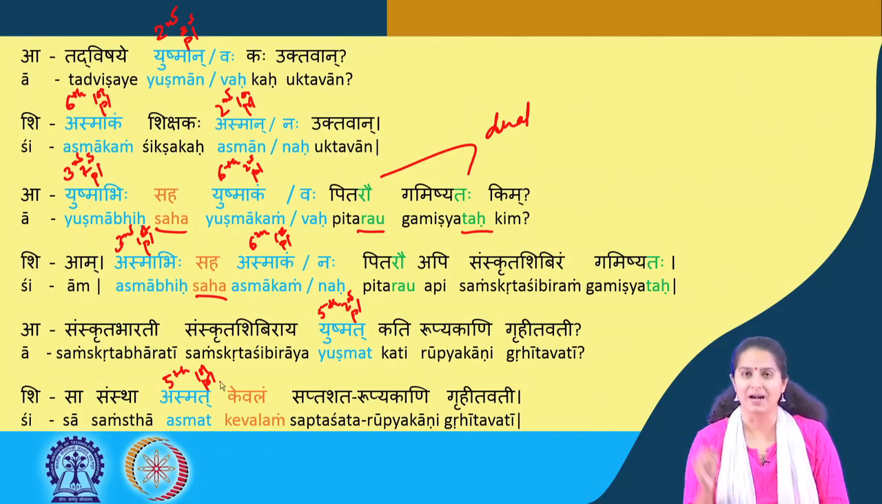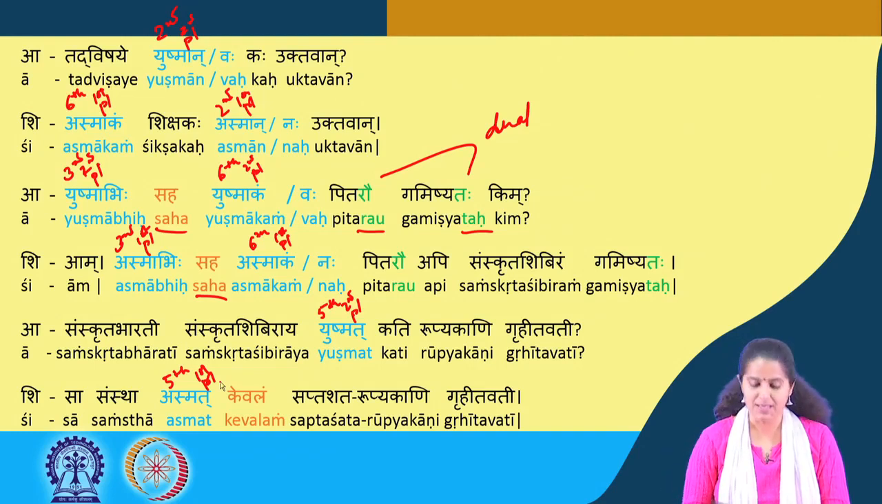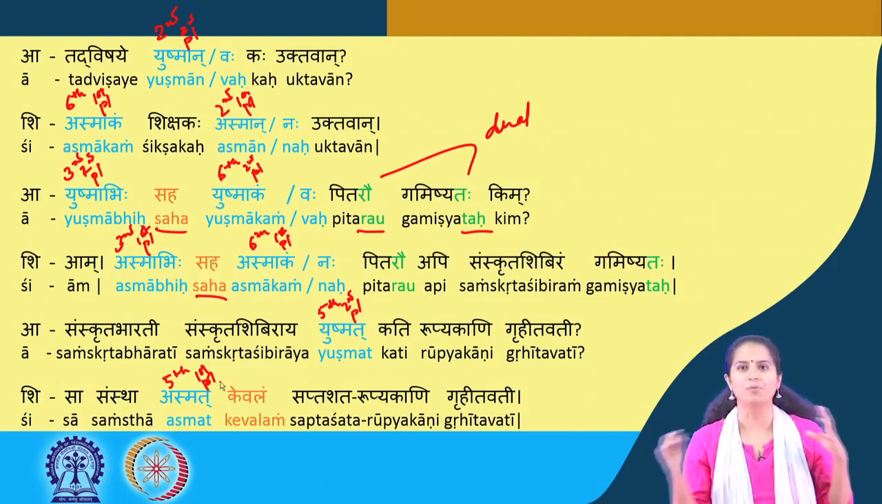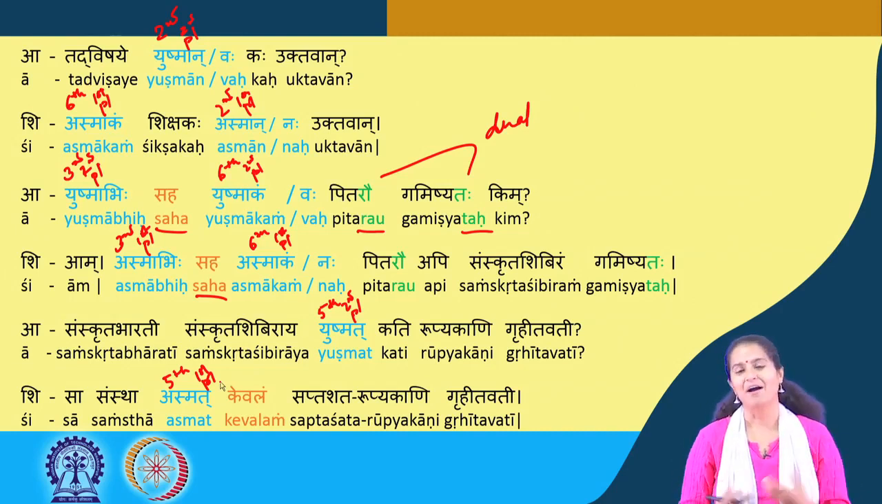Asmat kevalam, only saptashata rupyakani, that's 700 rupees, grihitavati. So this is a very, very good deal to have, just in 700 rupees, the opportunity to have a full Sanskrit immersion for 7 days with everything looked after. It is really an excellent deal, and I would highly recommend that you try and find such a community around you of Sanskrit Bharati and have the opportunity to practice your Sanskrit.